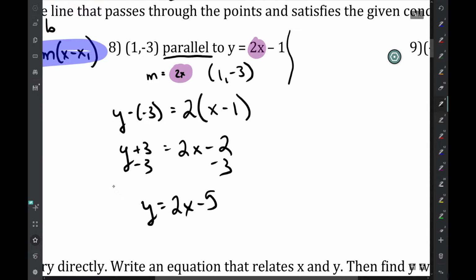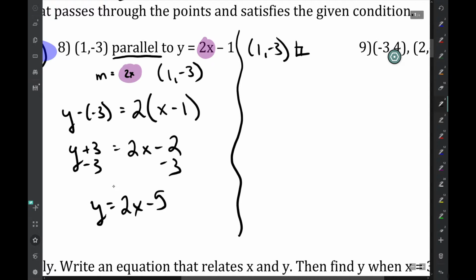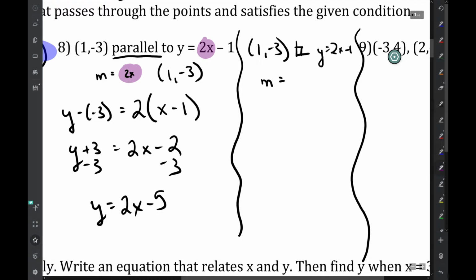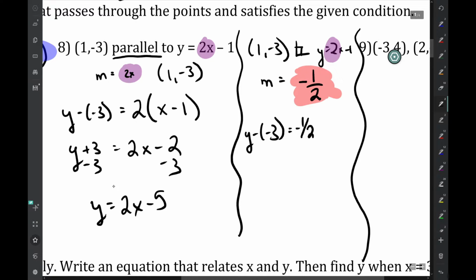Now, if I were to ask you perpendicular, okay, that's the sign for perpendicular to y equals 2x minus 1. What would your slope be? It would have to be the opposite reciprocal. So if perpendicular comes up, then you know you need to use negative 1/2. From there, you would do y minus negative 3 equals negative 1/2 times x minus 1, and go from there. So know the difference between parallel and perpendicular.